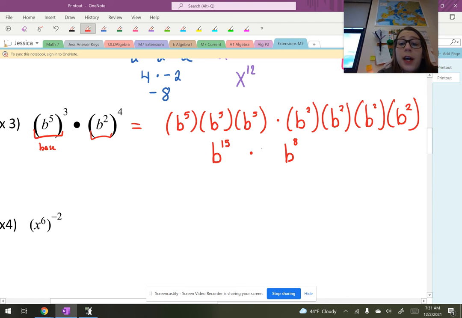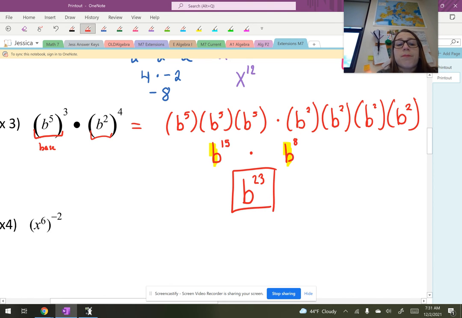And then one more time, b to the 15th times b to the 8th, because again, we still have the same bases, is going to turn into b to the 15 plus 8, which is 5, 6, 7, 8, 23. b to the 23.